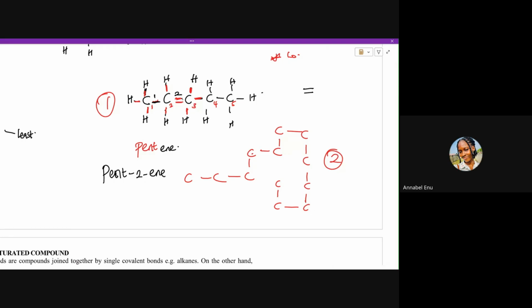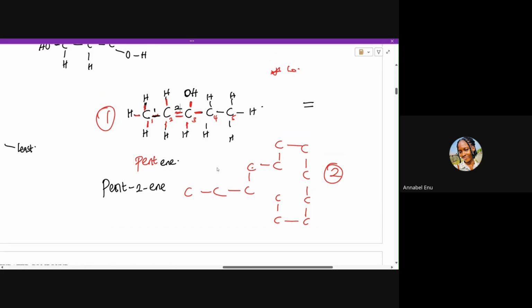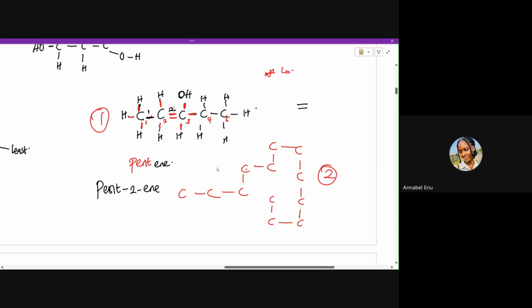So this is for this first structure. What if our structure now has an O here? This O I have added at the top is telling us there is an alcohol functional group. So we are now seeing 2 functional groups there, alcohol and alkene. We ignore the alkane single bond functional group.